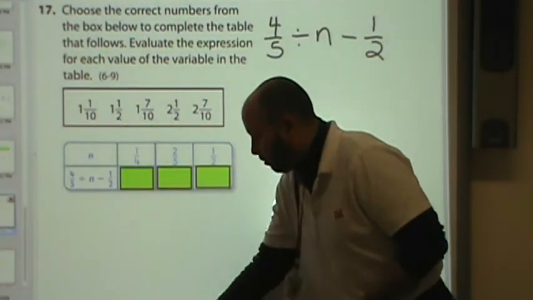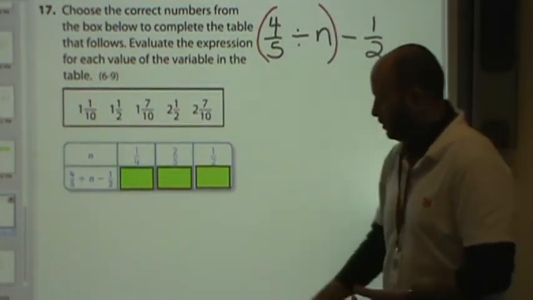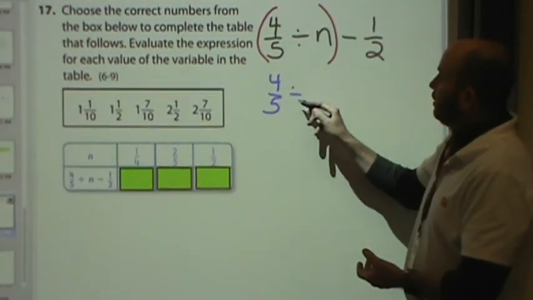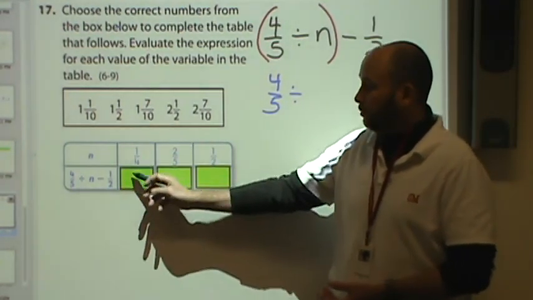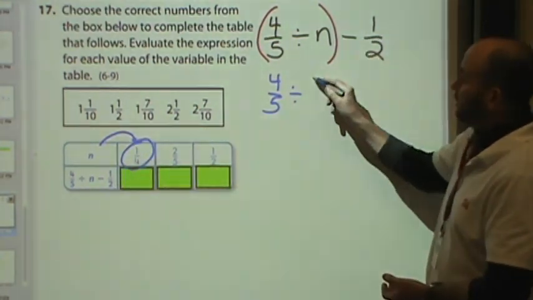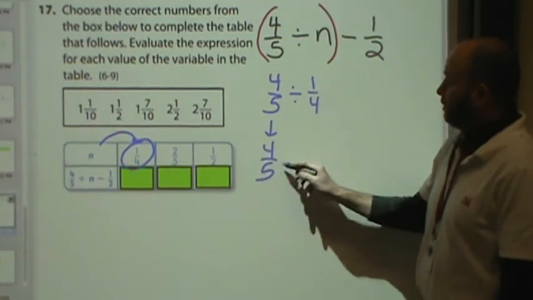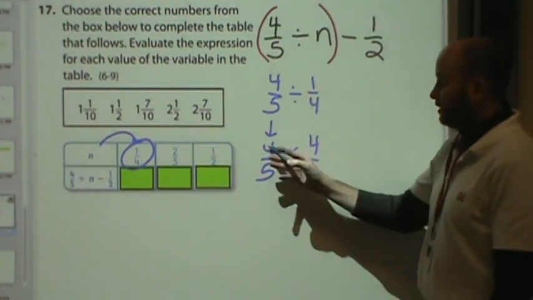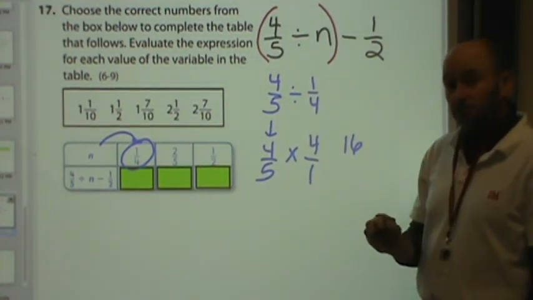Now in this situation, we know order of operations tells us we are going to do the division first. So we're going to rewrite the division as 4/5 divided by n. Well, n is indicated by this row of the table. So our first number, n would be 1/4. So 1/4 would be plugged in, and we do our division. So we have 4/5, turn it into multiplication, create a reciprocal, cross simplify. In this case, we cannot cross simplify, so we have 4 times 4 equals 16, and 5 times 1 equals 5.